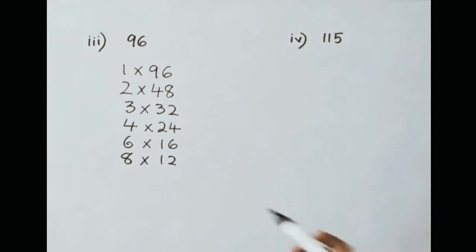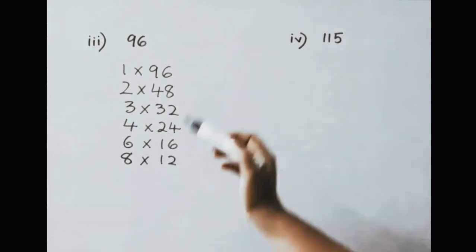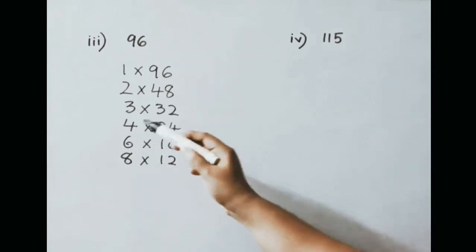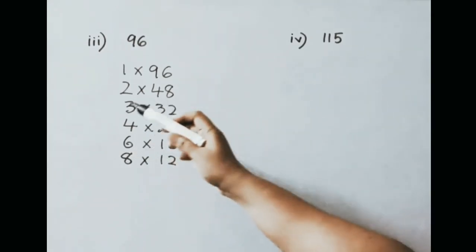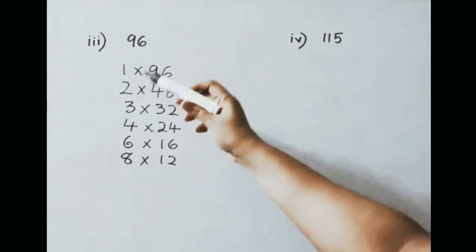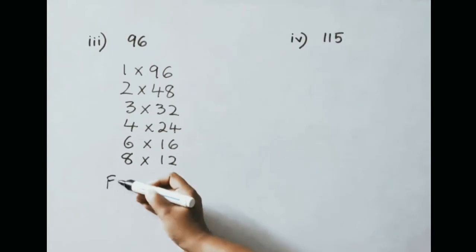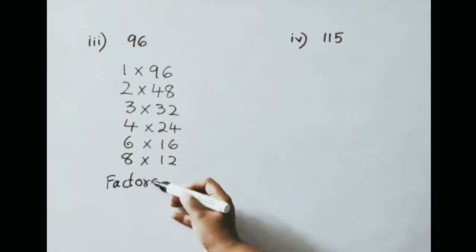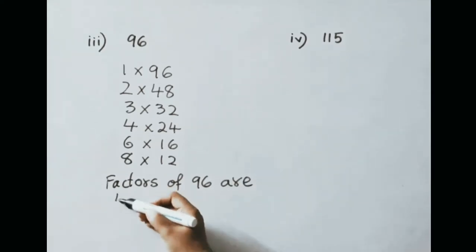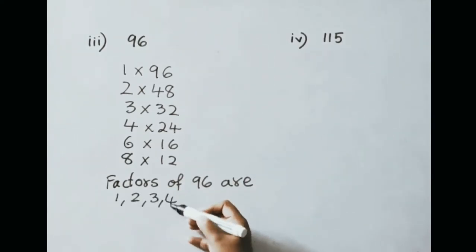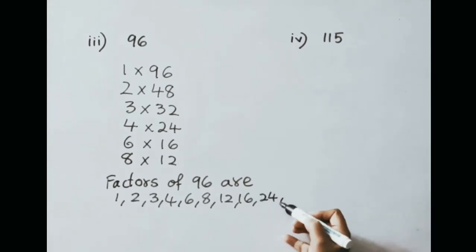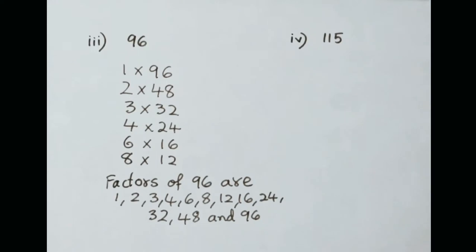Now all these are factors of 96. See reverse order: 12 8s are 96, 16 6s are 96, 24 4s are 96, 32 3s are 96, 48 2s are 96 and 96 1s are 96. Write down, factors of 96 are 1, 2, 3, 4, 6, 8, 12, 16, 24, 32, 48 and 96.